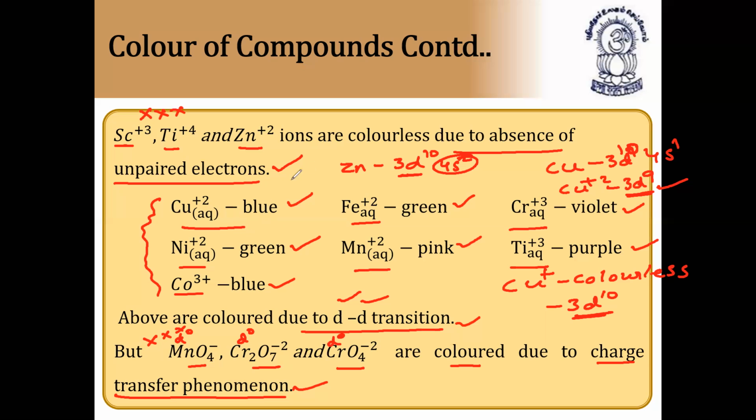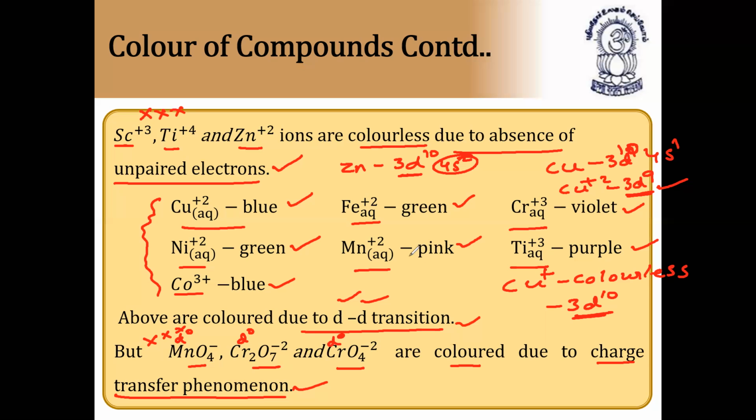What we have discussed so far are important points. Point number 1, the metal ions which do not have unpaired electrons are colorless. Point number 2, the metal ions which have unpaired electrons exhibit color. Example, Cu2+ blue color, Ni2+ green color, Co2+ blue, Fe2+ green color, Mn2+ pink color, Cr3+ aqueous violet color, Ti3+ aqueous purple color. So the metal ions which have unpaired electrons definitely exhibit colors. That is point number two.